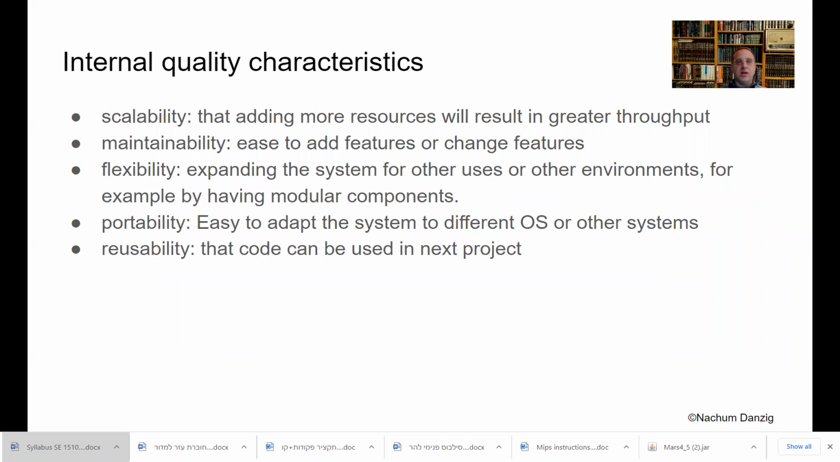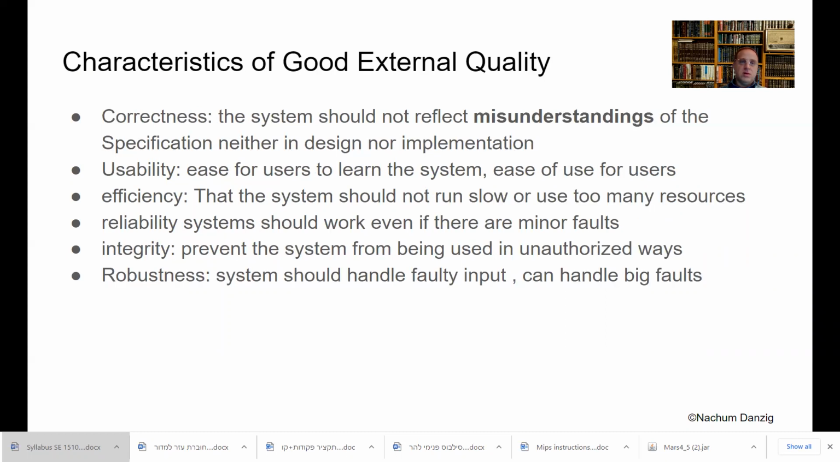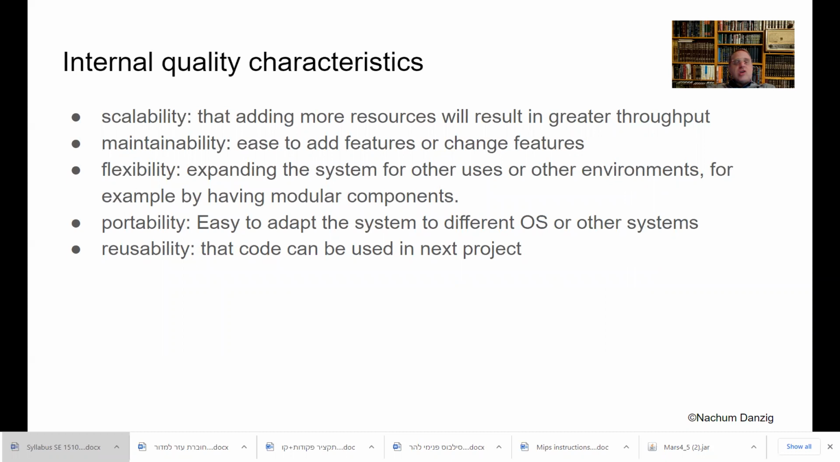What about internal quality characteristics? This is what the software programmer is looking for in the software. You hire a new worker and he comes and says, my God, I can't work on the system. It's terribly written. What does he mean? Well, he means that one of these 5 things is wrong.